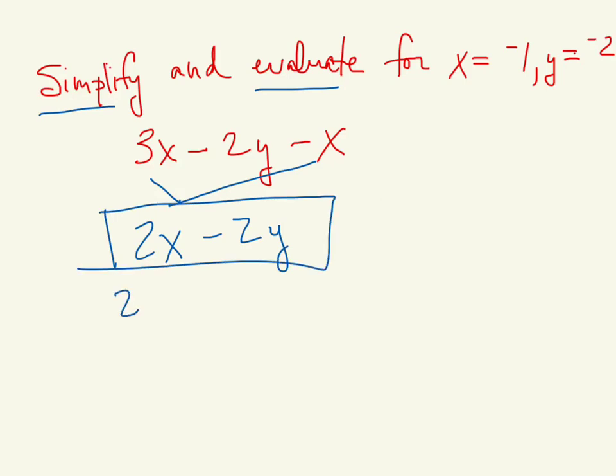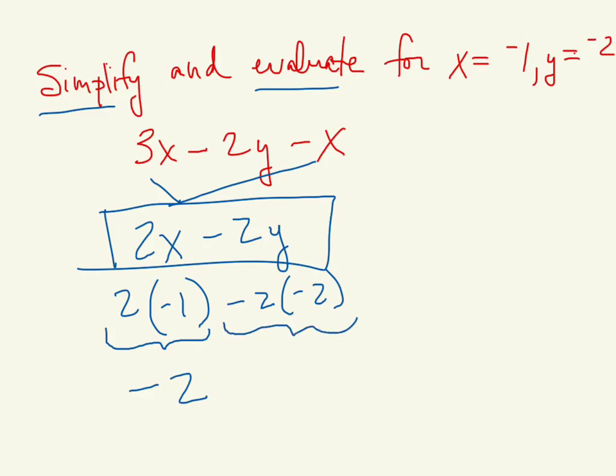Then you're going to substitute. That's what evaluate means. -1 goes in for x. -2 goes in for y. When you multiply this right here, 2 times negative 1, you get negative 2. When you multiply this right here, negative 2 times negative 2, you get a positive 4. And 2 negatives and 4 positives gives you 2 positives. That's your answer.